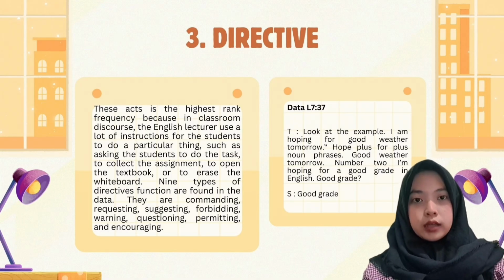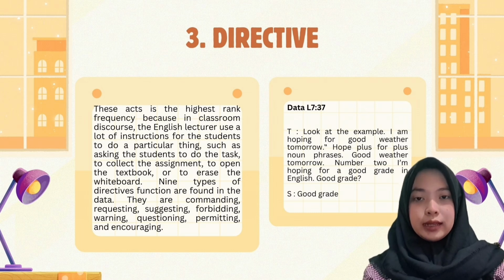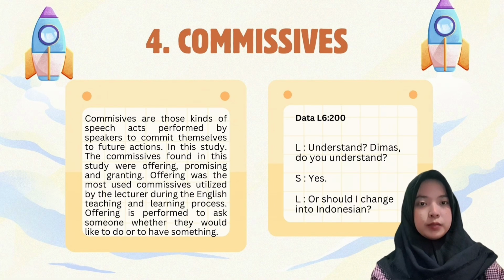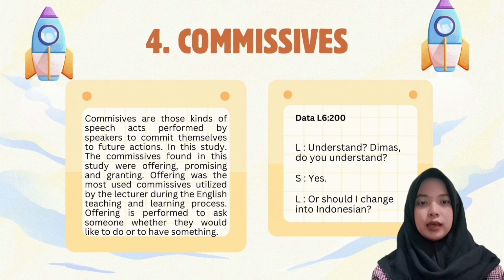Directive. Directive here is an action that has a high frequency in class discourse, especially because English lecturers give a lot of instructions to their students. Commissive. In this context, it is an act in which the speaker binds himself to do something in the future. Examples of commissive include offer, promise, and grant.